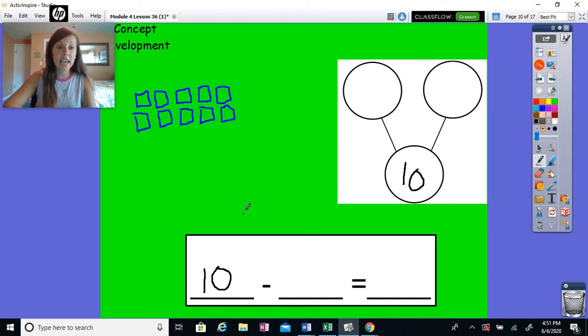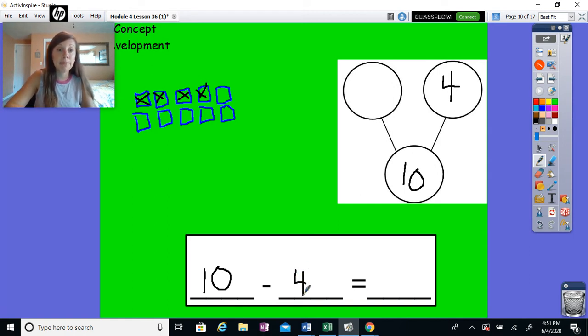Now, it said that he gave 4 of his blocks to his little sister. So in my picture, what I'm going to do is cross out 4 blocks. That's how I'm going to show that he gave 4 away. So help me count. 1, 2, 3, 4. Excellent. Okay, so now I need to write the number 4 in one of my parts of my number bond. And then 4 comes next in my number sentence because that's how many he gives away. He takes away 4.